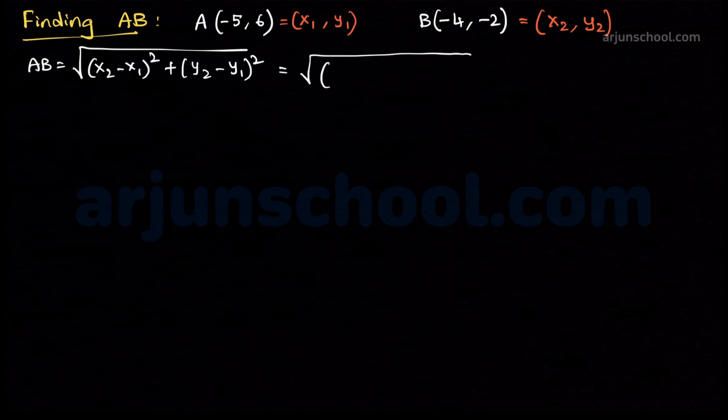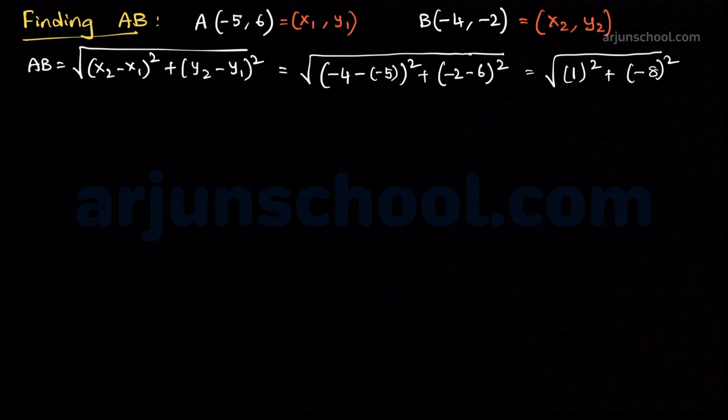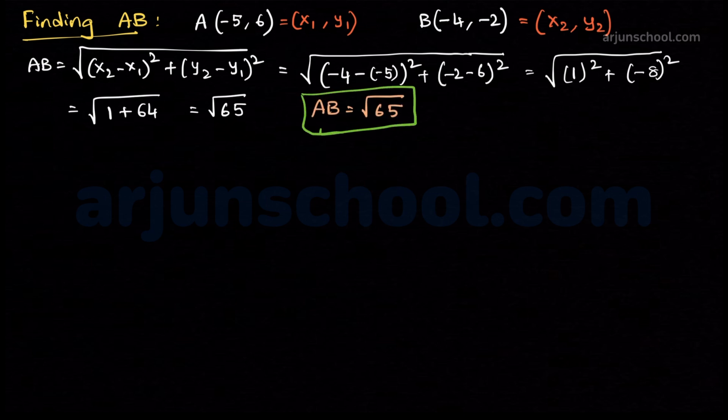Root over (x2 is minus 4 minus x1 is minus 5) whole square plus (y2 is minus 2 minus y1 is 6) whole square. Root over 1 square plus (minus 2 minus 6 is minus 8) whole square. 1 square is 1, minus 8 whole square is 64. 1 plus 64 is 65. Therefore, length of the side AB is root over 65 units.